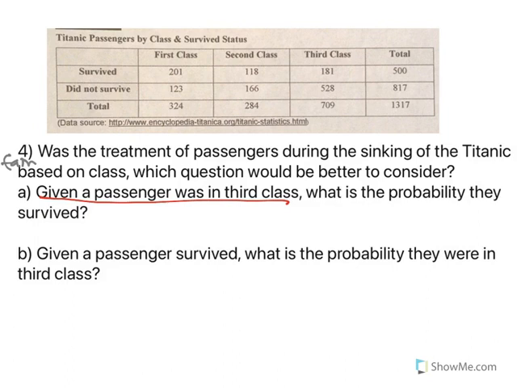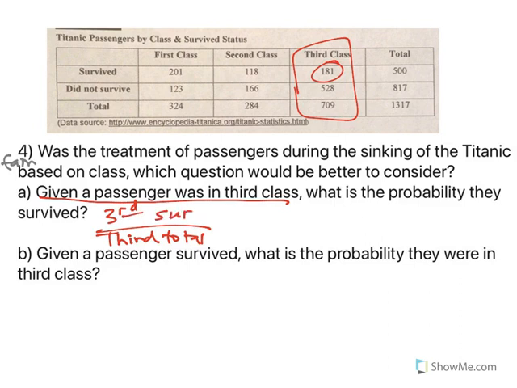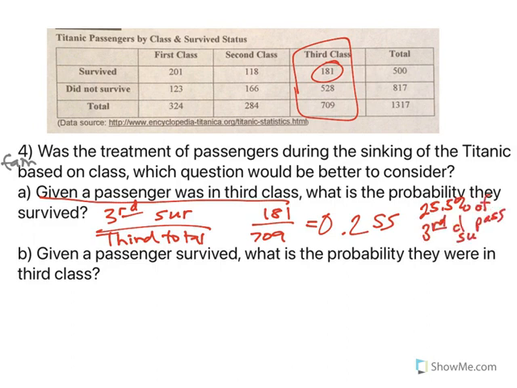We say, given a passenger was in third class. Okay, so given third class, now third totals in the denominator. What is the probability they survived? So we're looking at third survive. So I have 181 over 709. So that gives me 0.255, which means 25.5% of third class passengers survived. So really about 1 out of every 4. Whereas if we remember from first class, it was like 3 out of every 5 survived. And now we're at 1 out of every 4. Very different, very different.